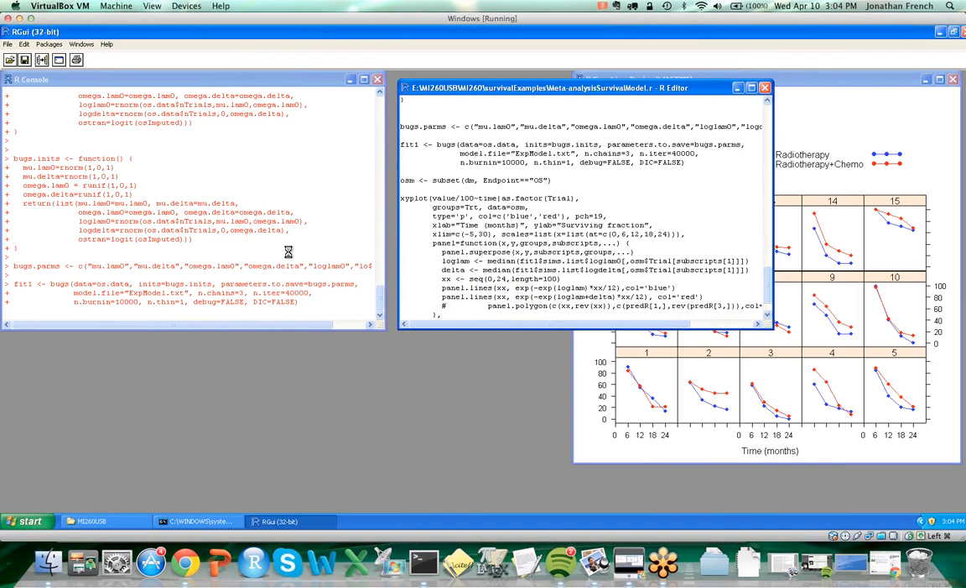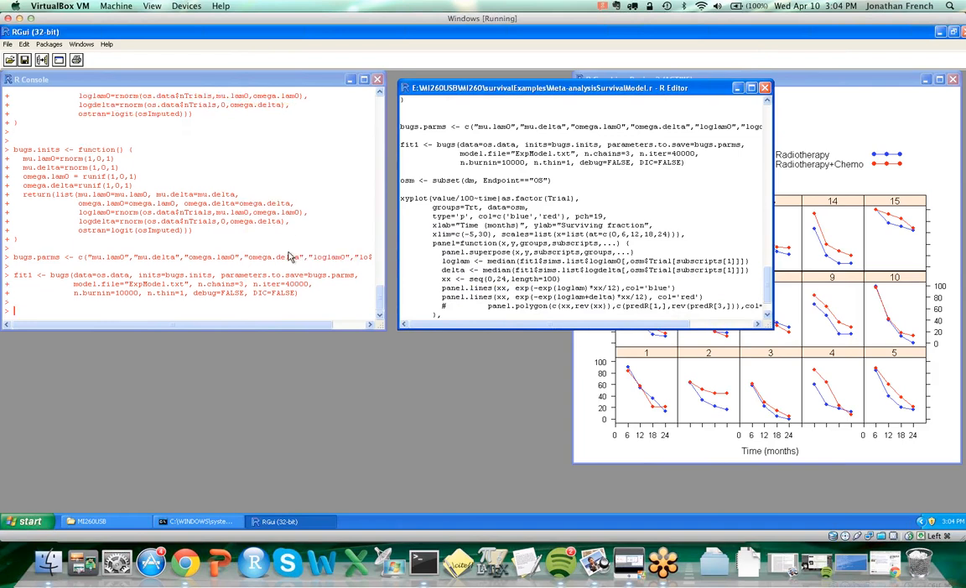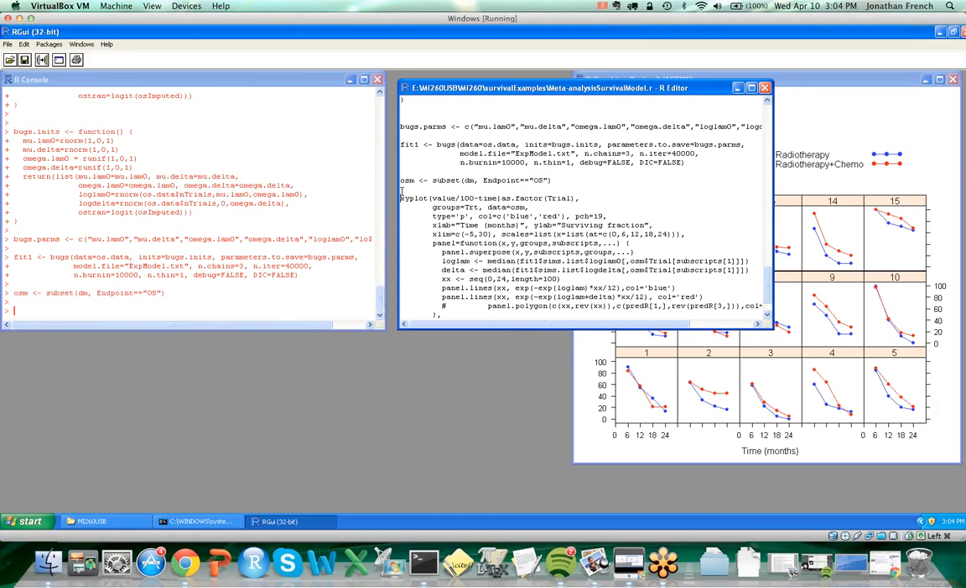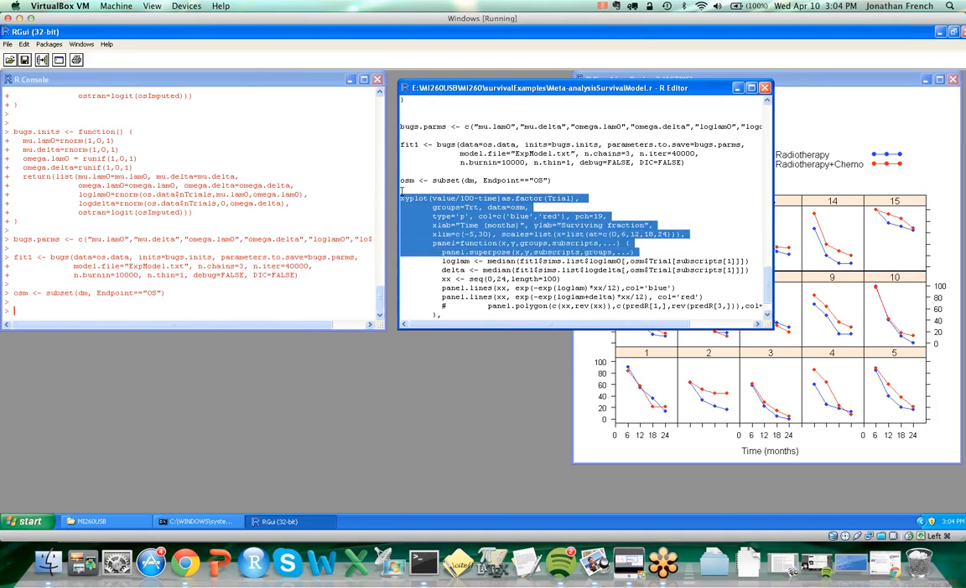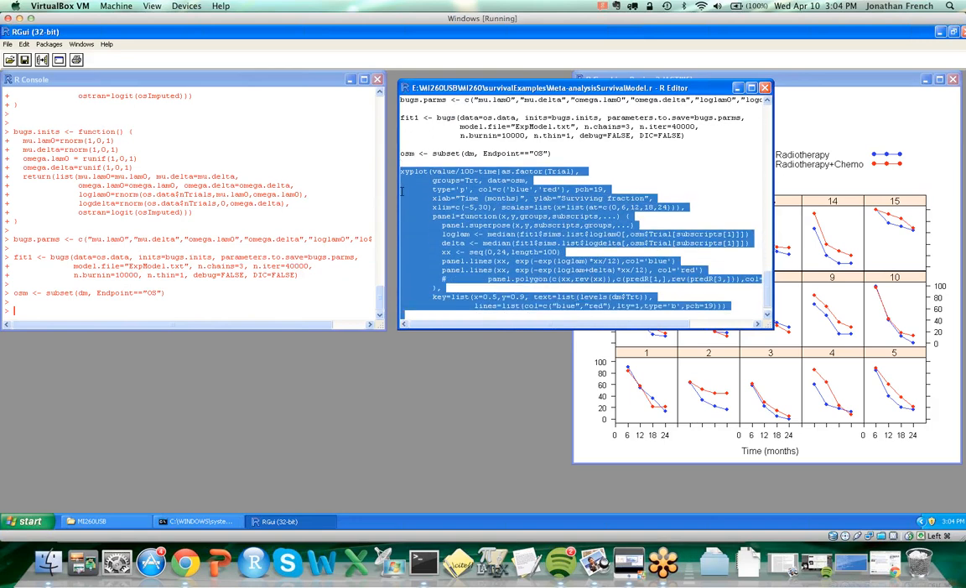So it's still R2WinBUGS reading in the output from WinBUGS and creating all those objects that we get in our fit here called fit1. So let's go back to that data set DM that had that transposed version of the data, and overlay the model fits on the observed data.